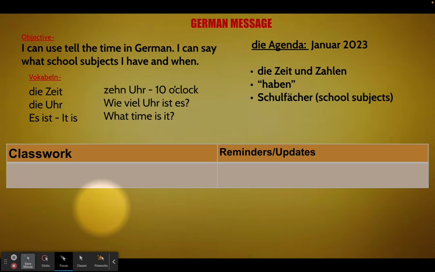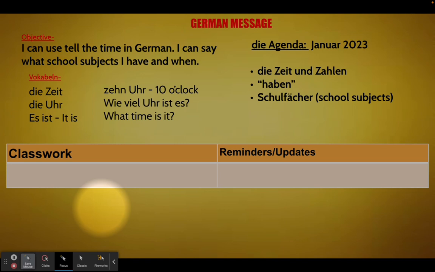Welcome to Lesson 2. For this week, we are learning about haben, or to have, and how to conjugate that with the different personal pronouns ich, du, er, sie, es, wir, ihr, and sie, or I, you, he, she, it, we, you all, and they.